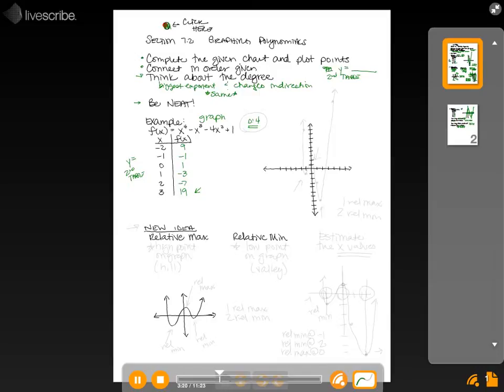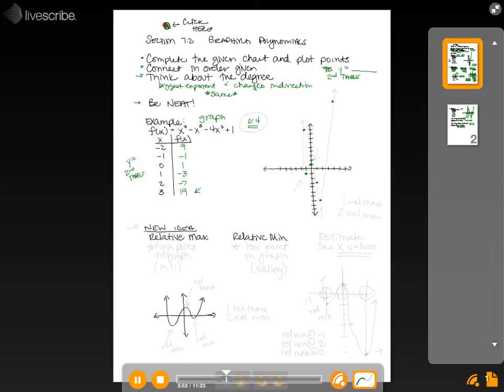Okay, let's plot these. -2, 9 would be right here. -1, -1 down here. And then 0, 1, 1, -3, 2, -7, and then 3, 19, and that would be way up here.